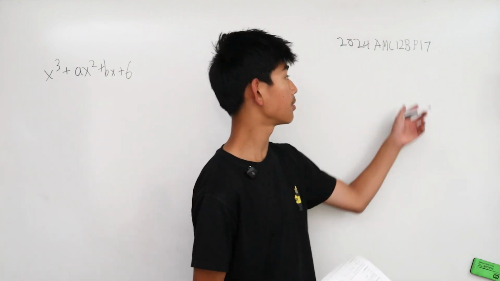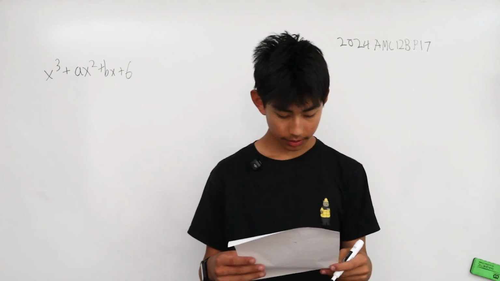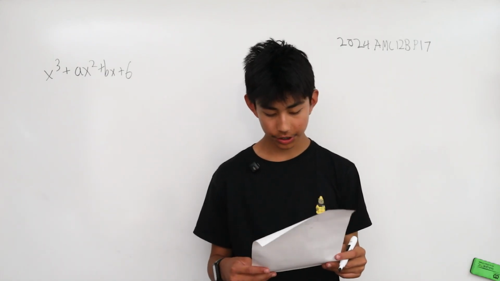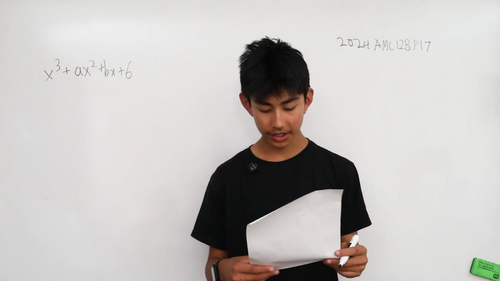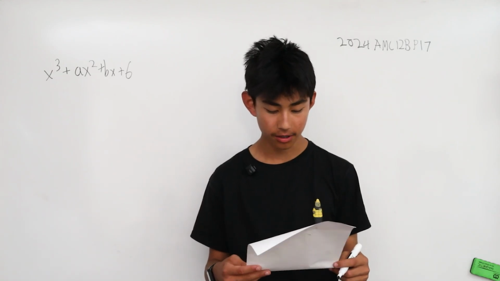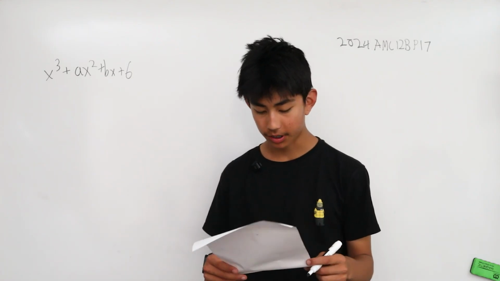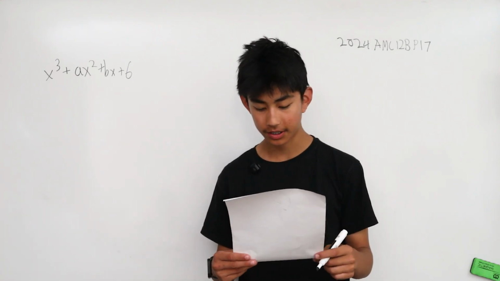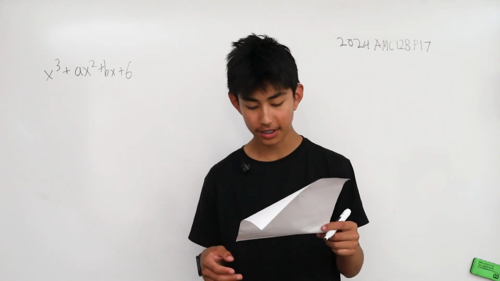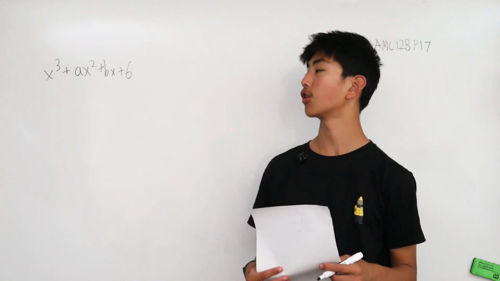We're solving problem 17 from the 2024 AMC 12B. Integers a and b are randomly chosen without replacement from the sets of integers with absolute value not exceeding 10. What is the probability that the polynomial x cubed plus ax squared plus bx plus 6 has three distinct integer roots? So for this problem, we can apply Vieta's formulas.